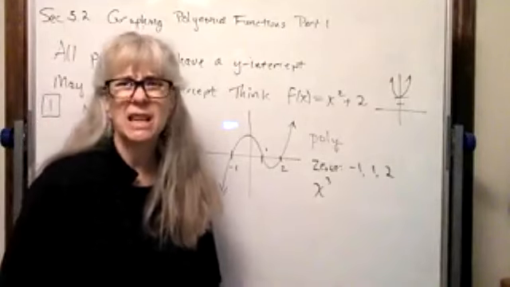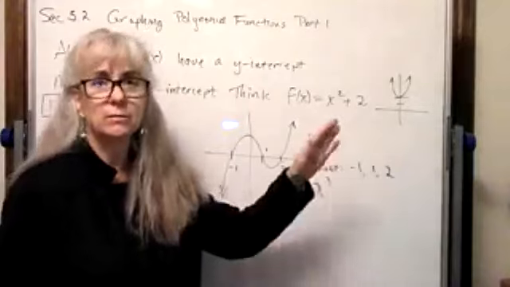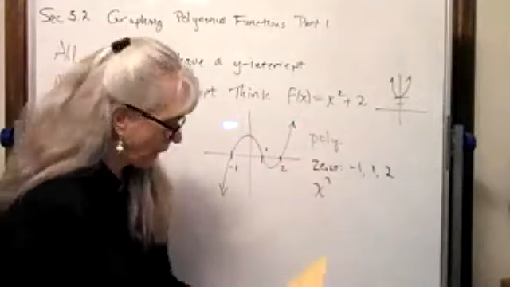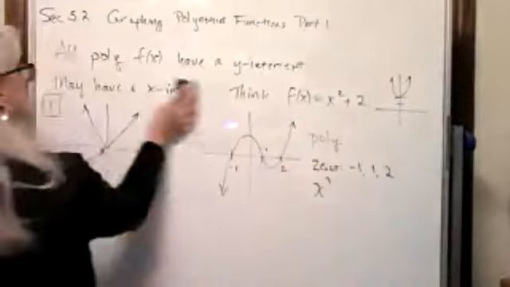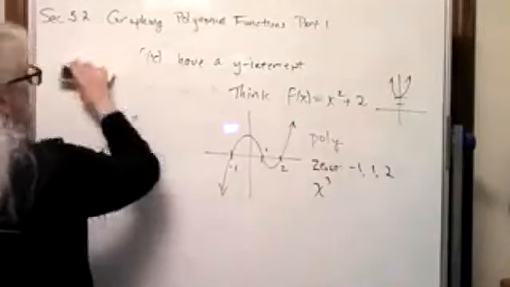How do I know it's not just an x to the 1st? Because it's not a line. That's how we know. Example 2, still kind of recapping from the previous section.